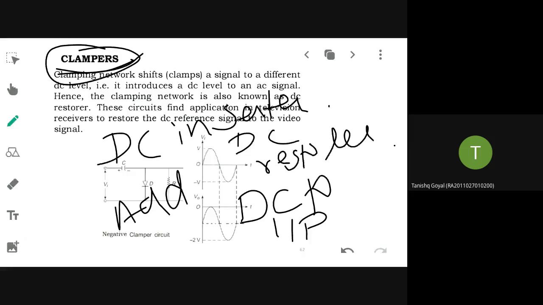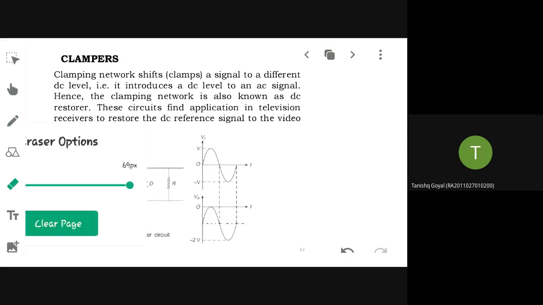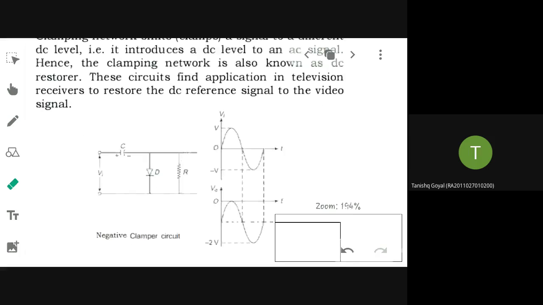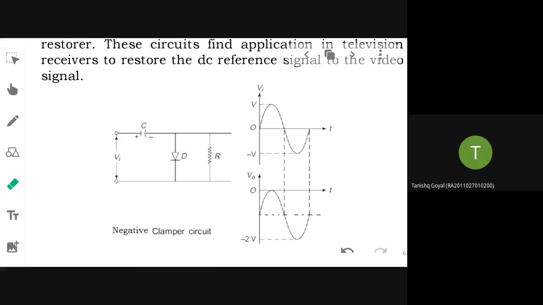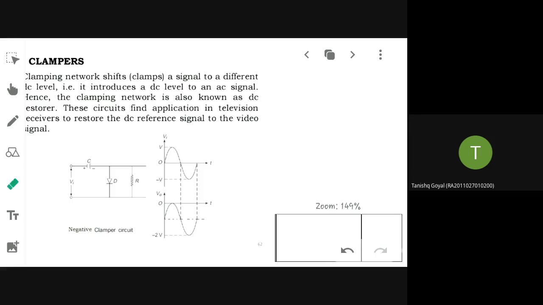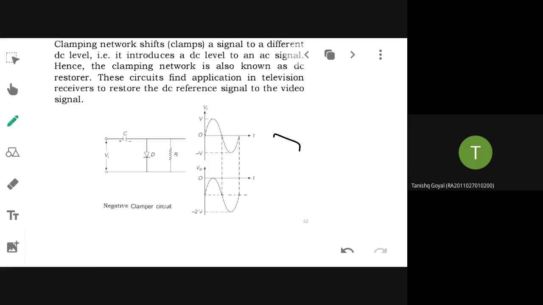Here also you have positive clamper, negative clamper, and you can add V reference here also. All the versions are possible. Now, what is the combination that you are using here? For a clipper you use a combination of diode and resistor, but here you use a diode and a capacitor. This circuit is called a negative clamper. What happens between the input and the output? You observe the waveform and tell me.